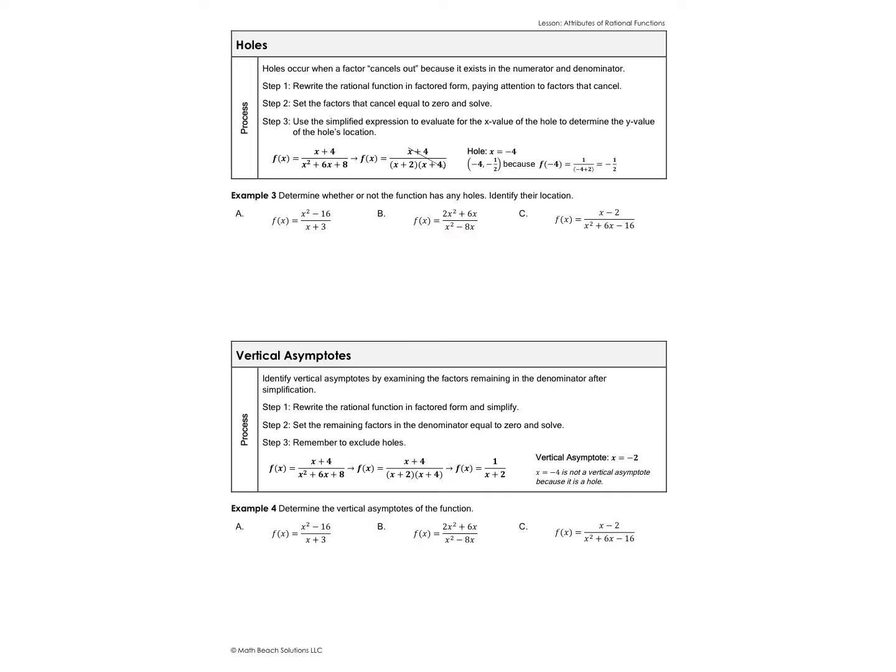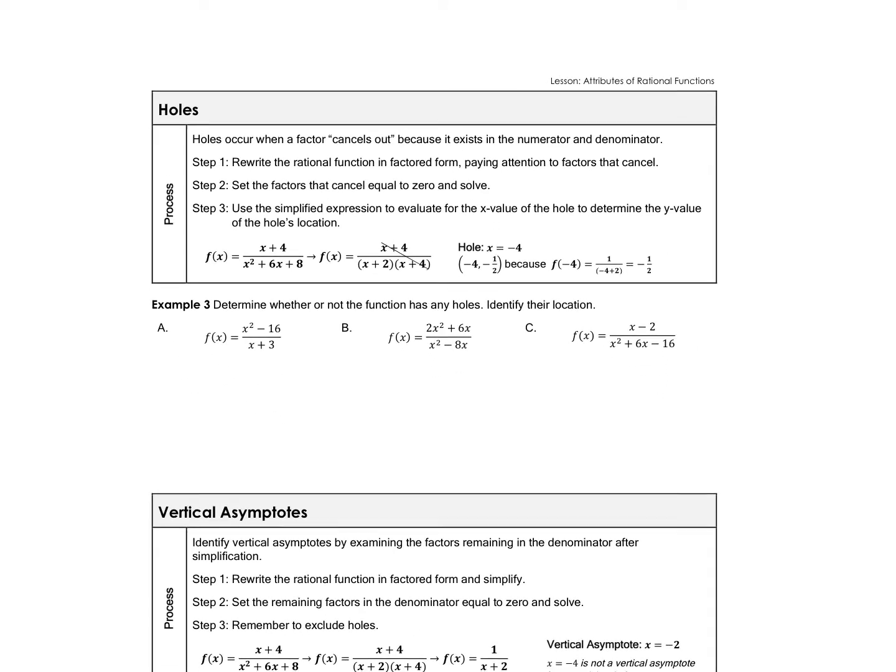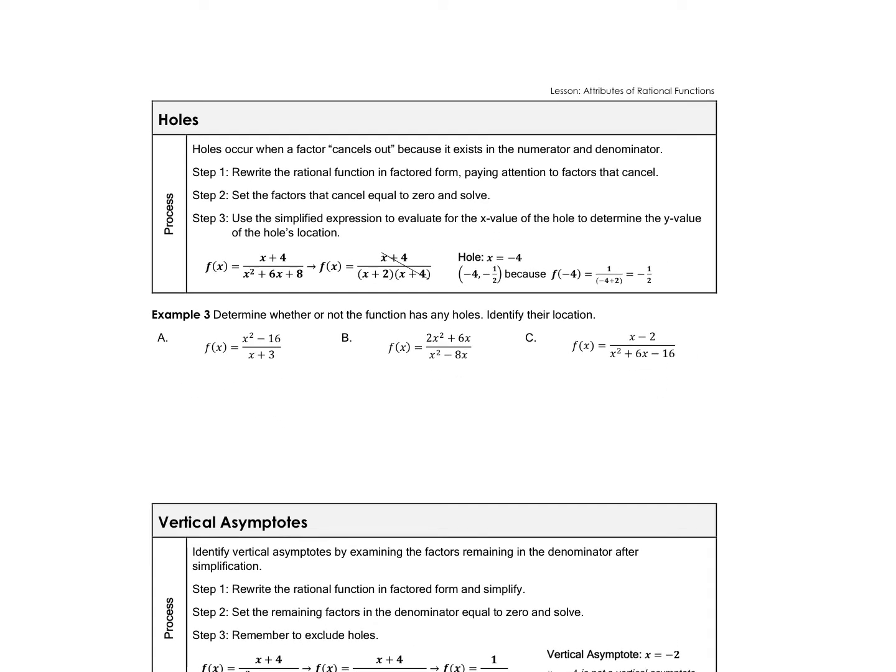Okay. Flip over. Now, sometimes whenever you have rational functions, you're going to have holes in your graph. So holes in your graph just means it's undefined at that point, which means it doesn't include it. So a hole occurs when a factor cancels out on top and bottom because it exists in the numerator and denominator. So first thing you're going to do to find the holes is rewrite your rational function in factored form, paying attention to the factors that cancel.